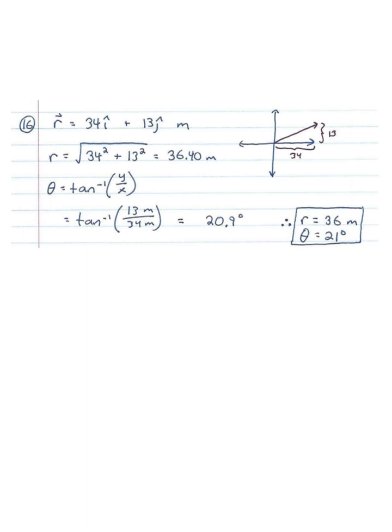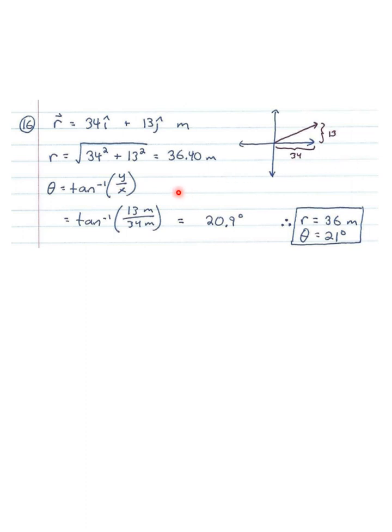Number 16, find the magnitude of the vector 34 i hat plus 13 j hat meters and determine its angle to the x-axis. Let's first draw a picture. 34 in the x direction, 13 in the y direction. We see then it's a quadrant 1 vector. We need the magnitude and the angle. Magnitude is given by the Pythagorean theorem. So 34 squared plus 13 squared, that gives 36.40 meters.